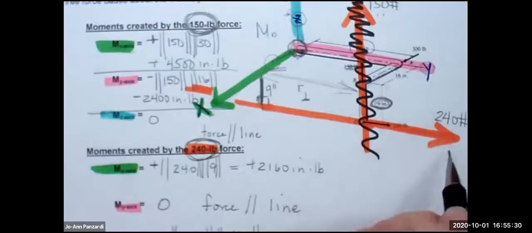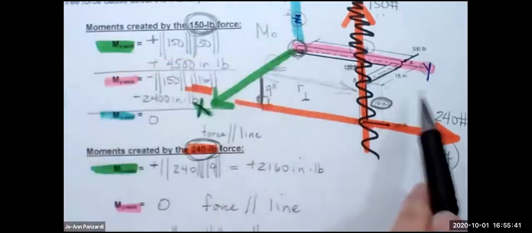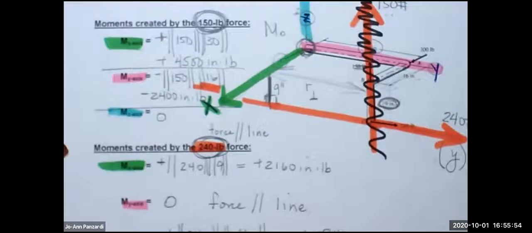And what's the absolute value of the force? 240. Great, and what's the absolute value of the perpendicular distance? Is it 16? 16, great. Now the force is in which direction? Along the y-axis. We're trying to find the moment about the Z, so the vector that's perpendicular to y and z is going to be x. And look, here's the x-axis. Parallel to the x-axis is the 16. 240 times 16 is plus, and you don't have to write the plus, inch pound.